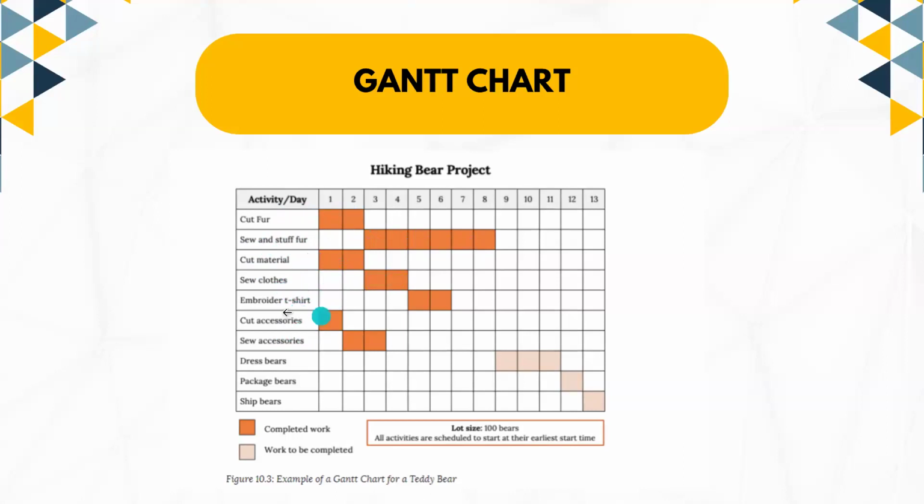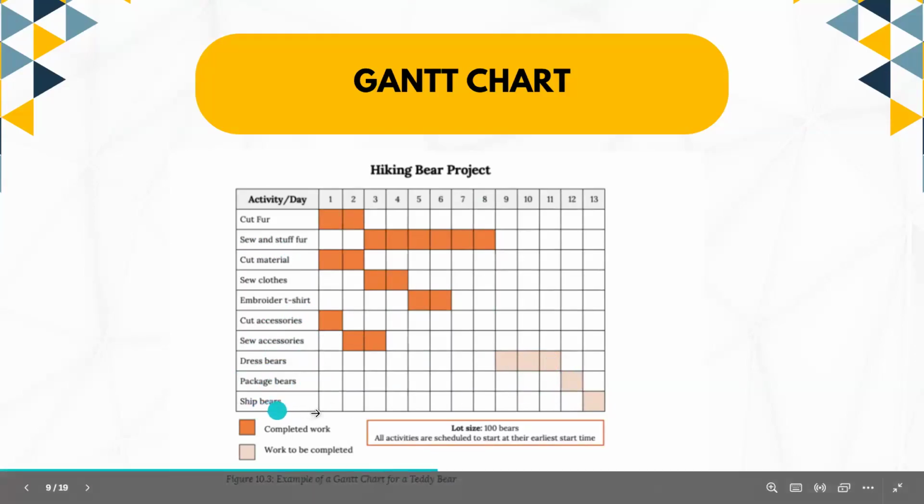Once you're done with sewing the clothes, you're able to start the embroidery of the t-shirt, which will also take you 2 days. And then on the second day of the hiking bear project, you're also able to start sewing accessories. You're not able to move on to the next activity until day 9, after you complete the sew and stuff of the fur. You're able to move on to dress the bears, which will take you 3 days. Once you're done dressing the bears, you're able to move on to package the bears, which will take you 1 day. And then you're able to move on to shipping the bears, which will take you 1 day as well.